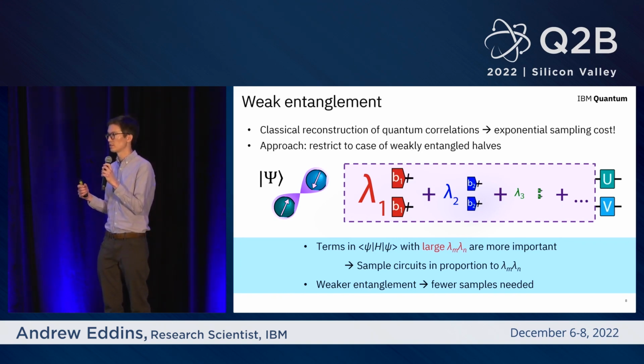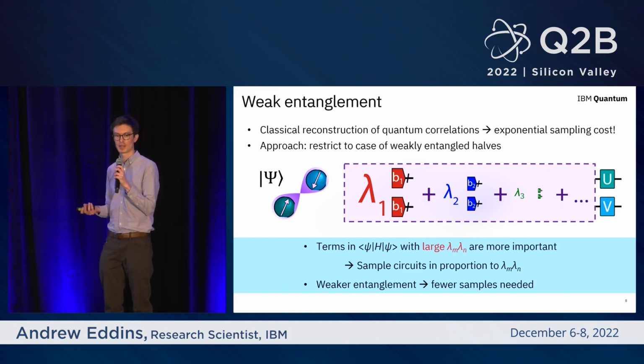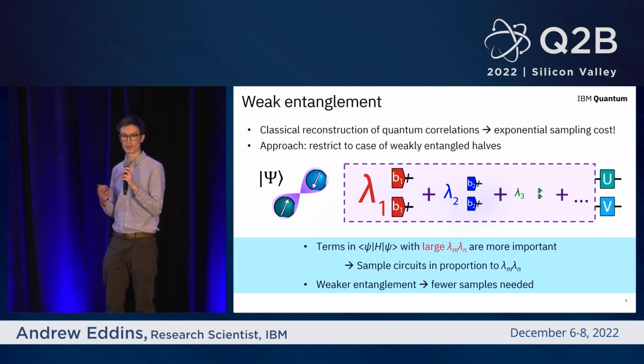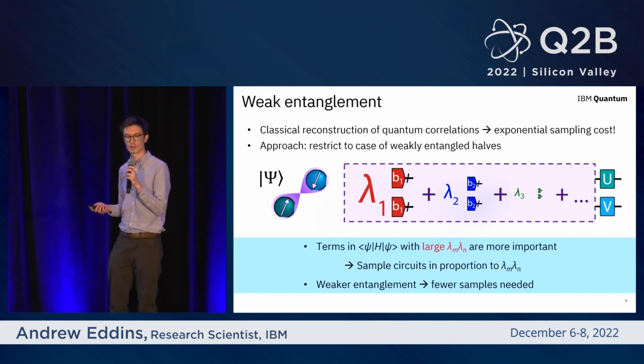And this is not a complete concession, or maybe less of a concession than it seems, in that a number of chemical systems, ground states especially, are expected to naturally have weak entanglement between the spin up and spin down components of the wave function.